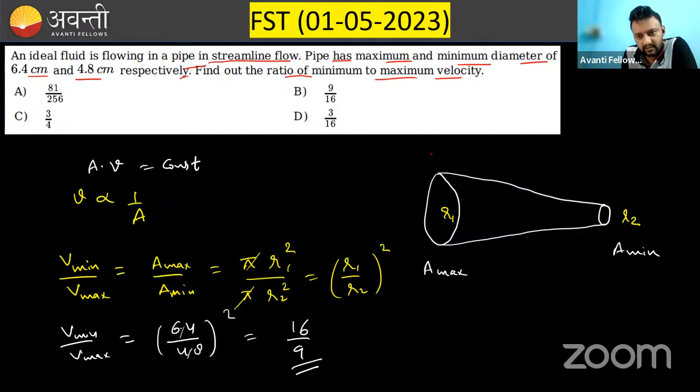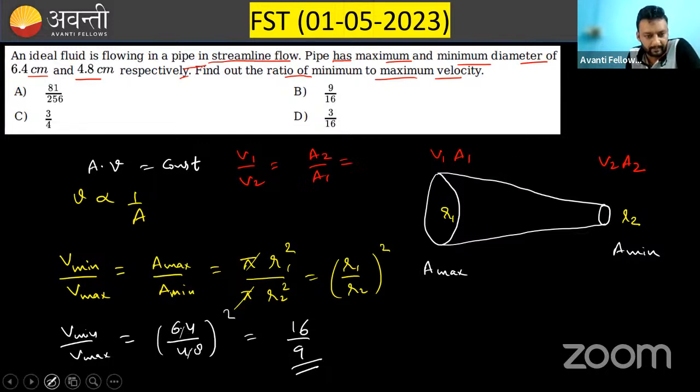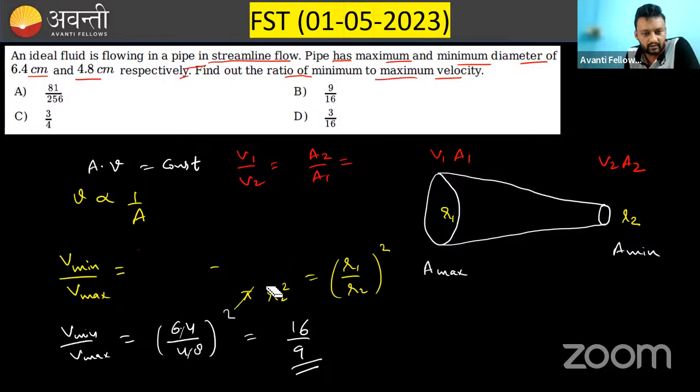Let's suppose this is V1, A1, V2, A2. So V1 over V2 will be A2 over A1. Okay, I think I have written something incorrect. I have used R1 and R2 in a wrong way. I have written this in a wrong way.